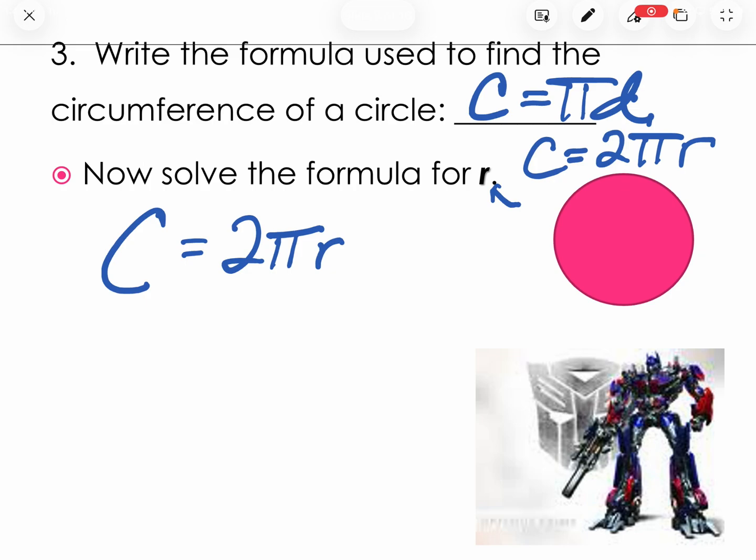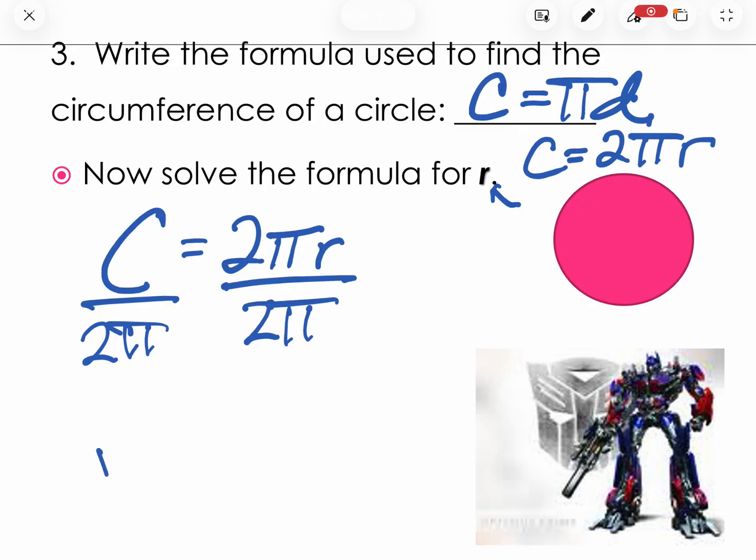What now? I want to get R by itself. So what's happening to R, Josie? And 2. Since it's being multiplied by 2 and pi, I could clear that by dividing by 2 and pi. Now, if there happened to be a pi on the left side, I would cancel. You do any math you can do, but I can't do anything here other than say R is capital C over 2 pi.